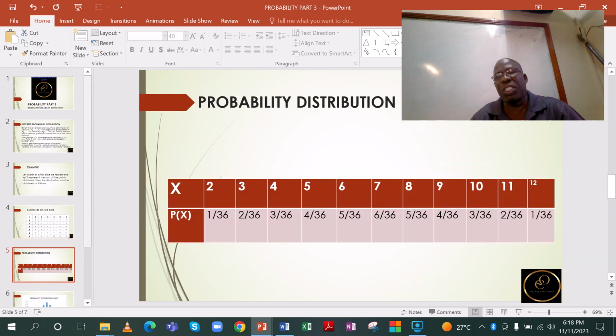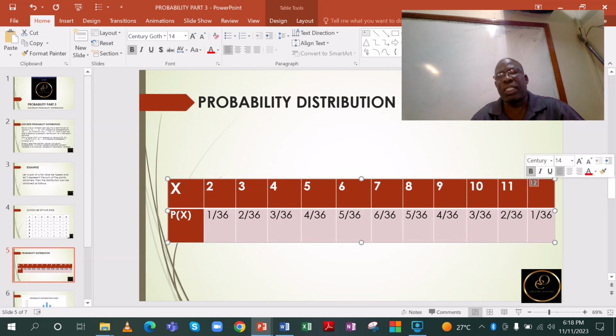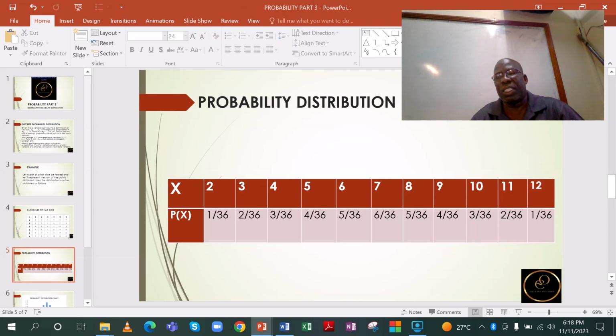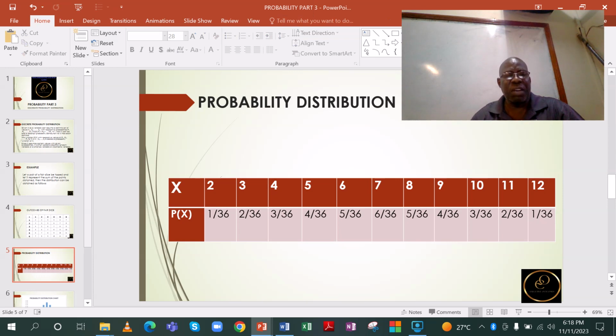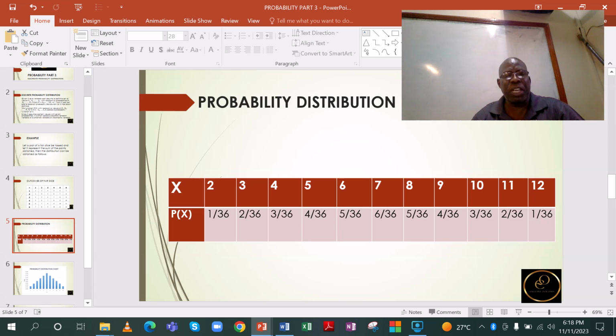It goes on until you get the probability of getting a 7, which is 6 out of 36. The probability of getting an 8 sum will be 5 out of 36, until it comes down to the probability of getting a 12. That will be again 1 out of 36. So that's what it is. So this is what is presented as a probability distribution table. Now we have this table of these probability functions of x.